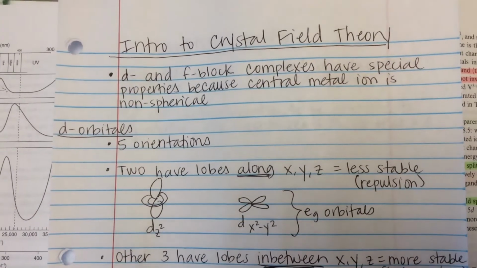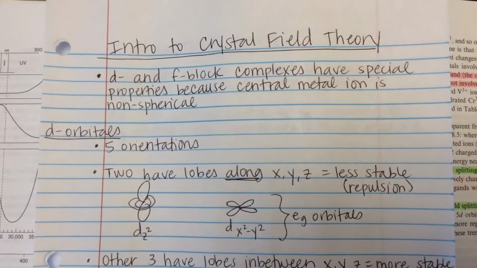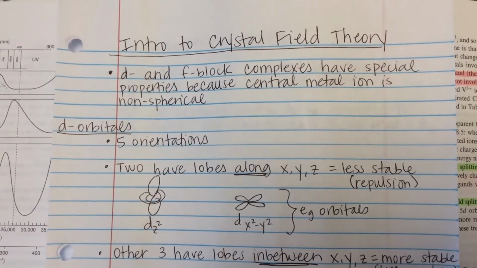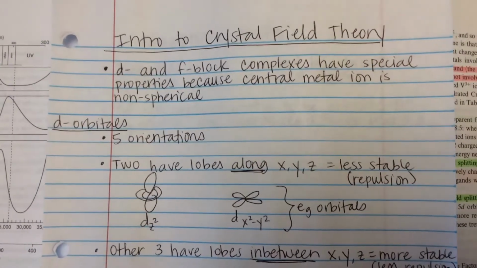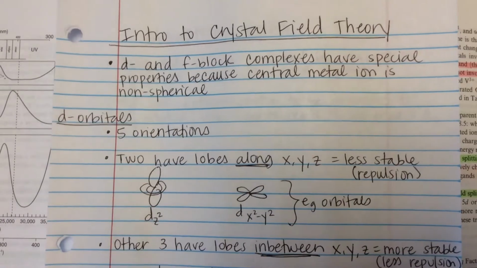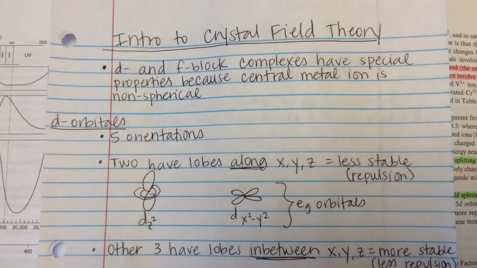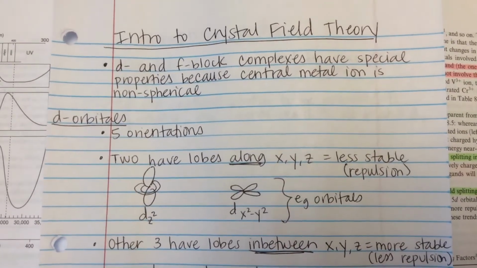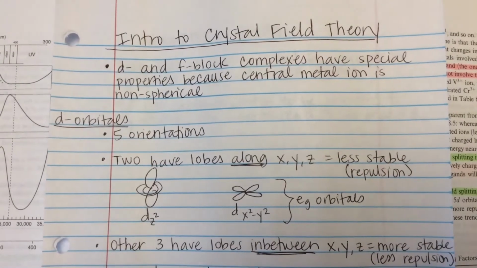This video is going to discuss crystal field theory at its most basic level. I'm describing this at a level that a general chemistry student would probably need to understand for a test. You'll take entire courses on this, called inorganic chemistry, further in your career. But basically, what we want to talk about with crystal field theory is that complexes involving d and f blocks have special properties because that central ion is non-spherical.